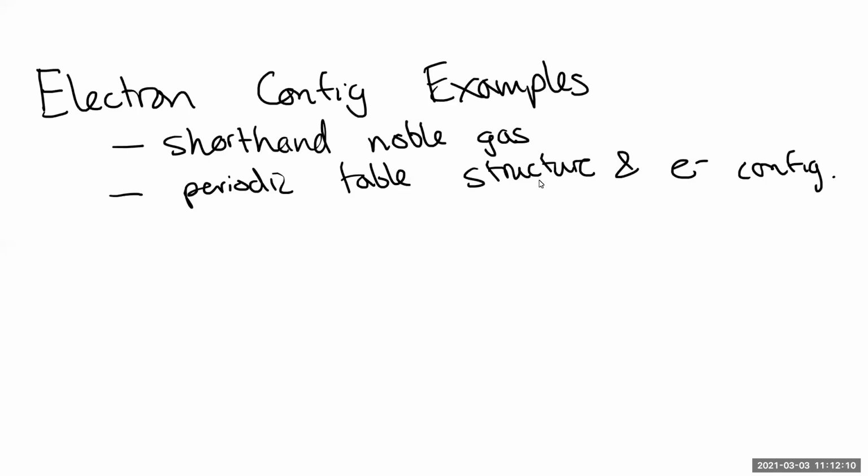Okay, guys, this next lecture is going to be electron configuration examples, the primary topic, with a little bit of added information here and there. Keep in mind something I want you to review, and I will show you this, but I won't go into great detail on how it works. It's the noble gas shorthand and the periodic table and the structure of the electron configuration.